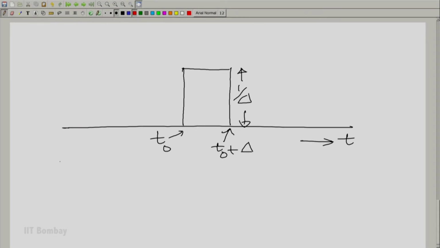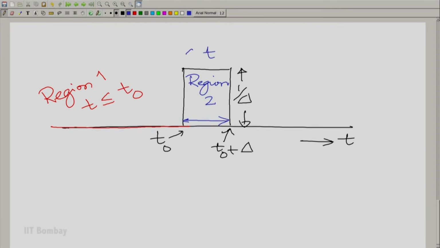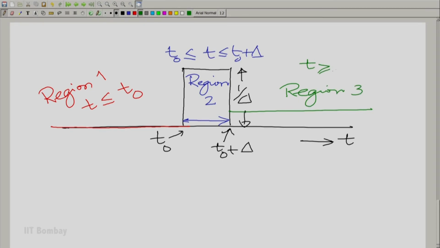Region 1, up to here, t less than or equal to t0. Region 2, so you have t between t0 and t0 plus delta. And finally, region 3, where t is greater than, or you can even say greater than or equal to, t0 plus delta. And we will take these three regions separately.